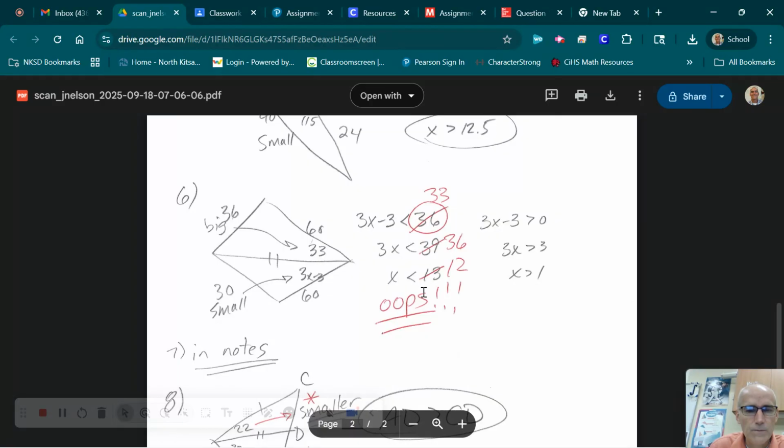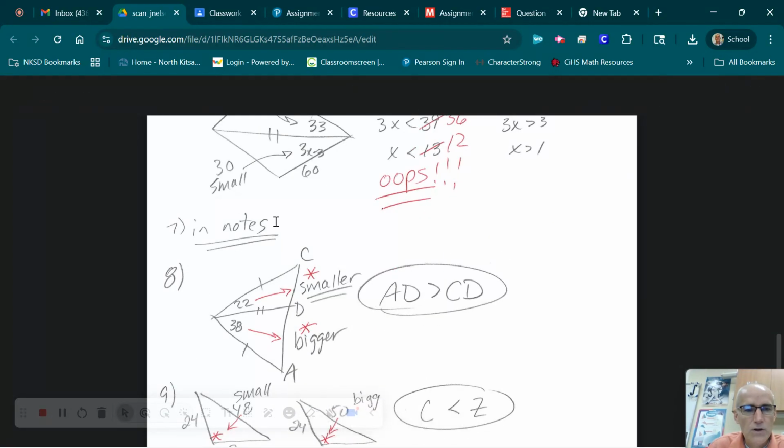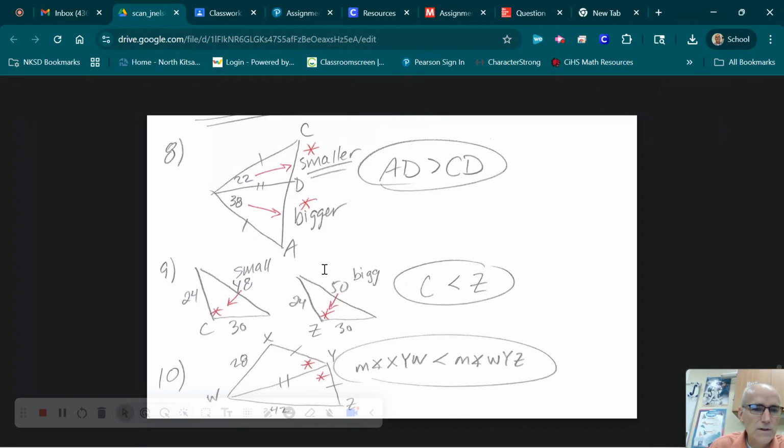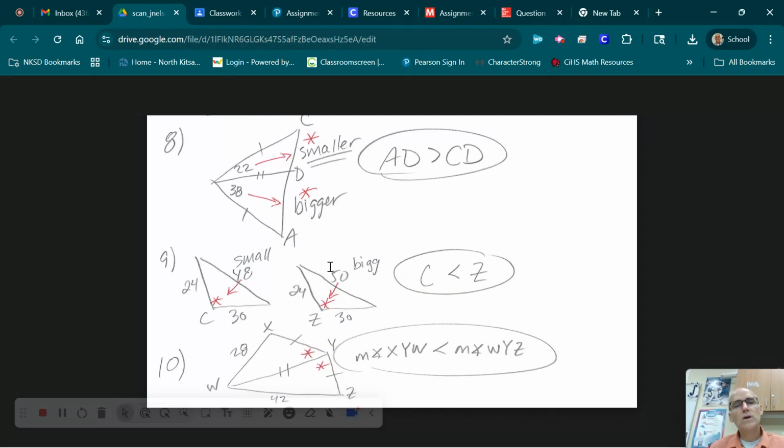Oh, be careful, right? Number 7, they already have in the notes. Number 8, beautiful. They've got a little drawing. They're making a little conclusion. I like how they're using color still. This is perfect homework, okay?